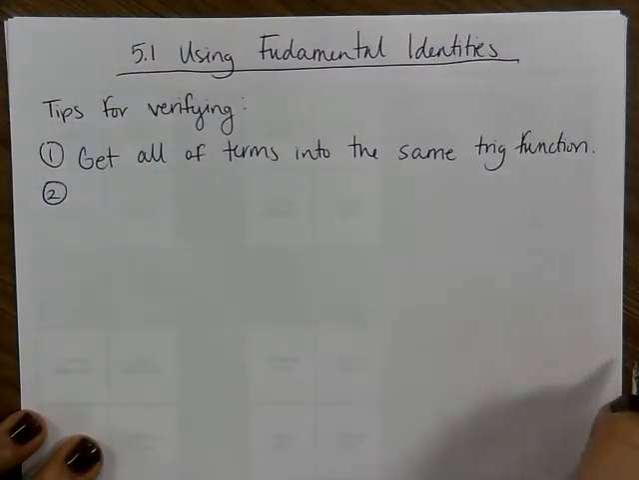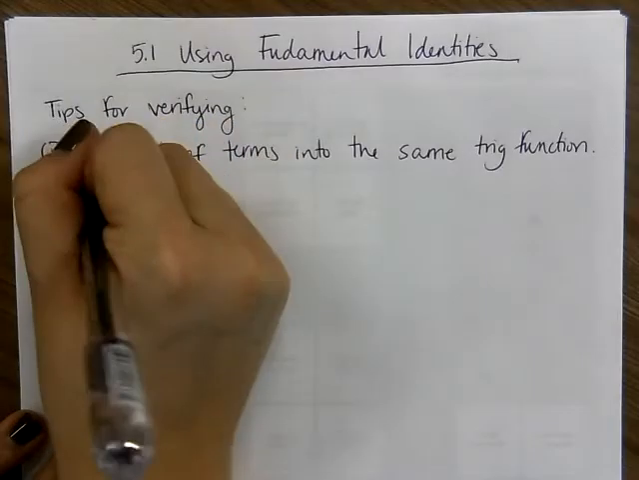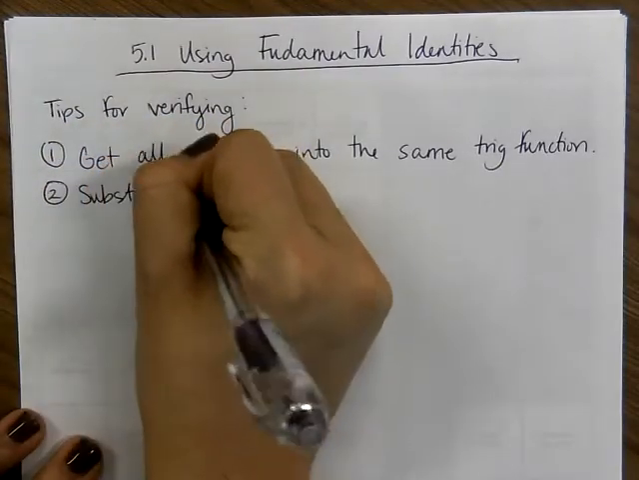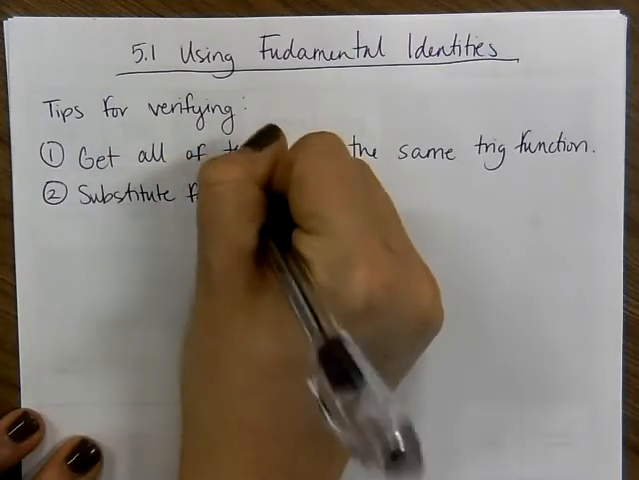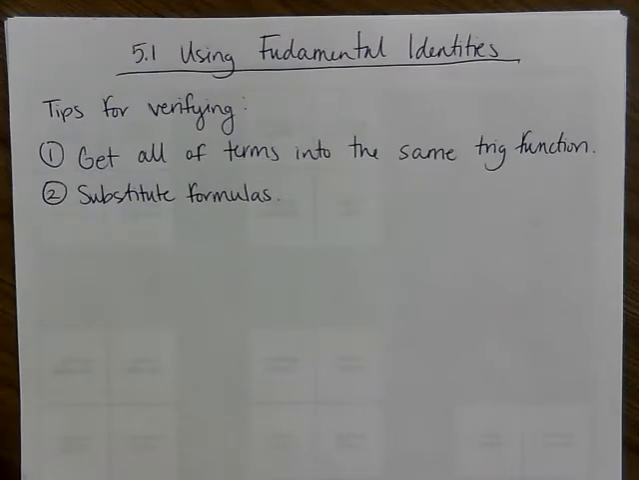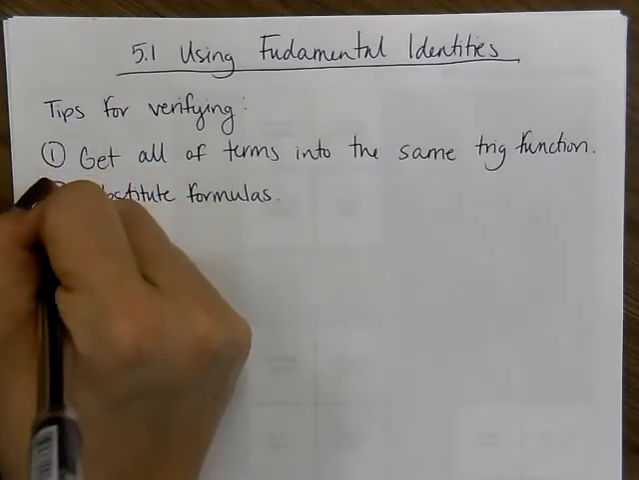All right, number two, you're going to substitute formulas. Okay, so you're going to substitute things like the formulas or the identities, all of those things that we talked about in chapter 4. You're going to try to kind of just change things around.